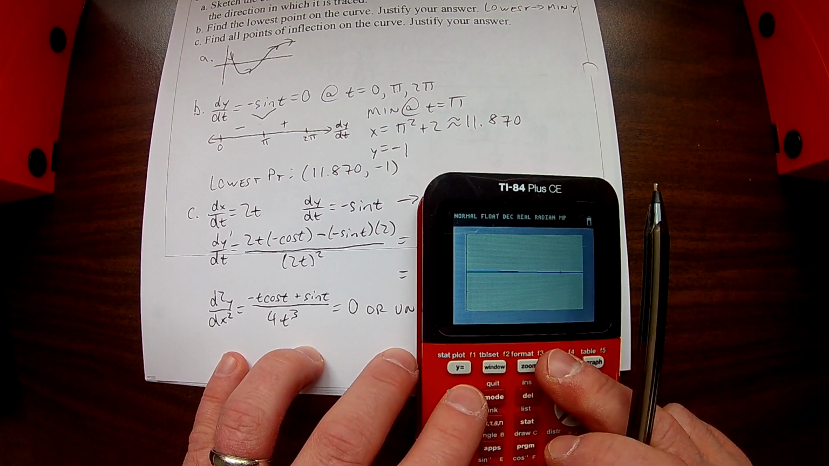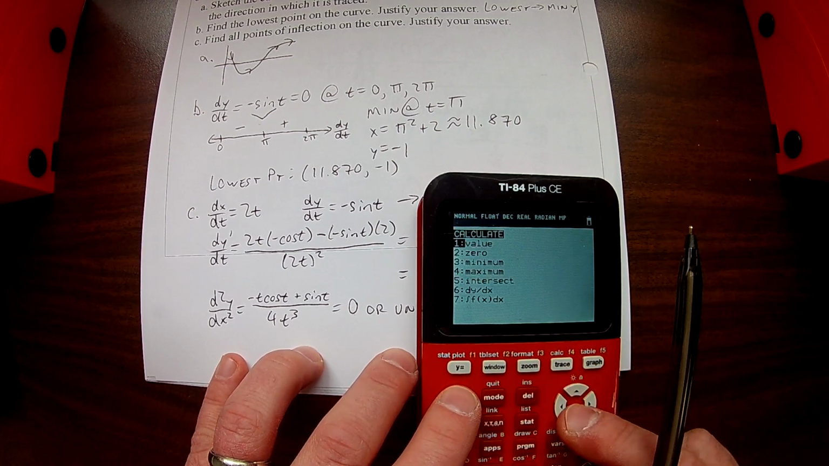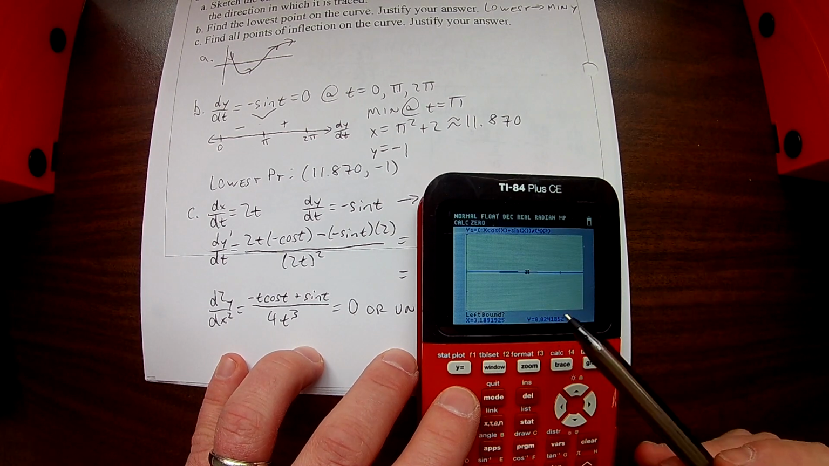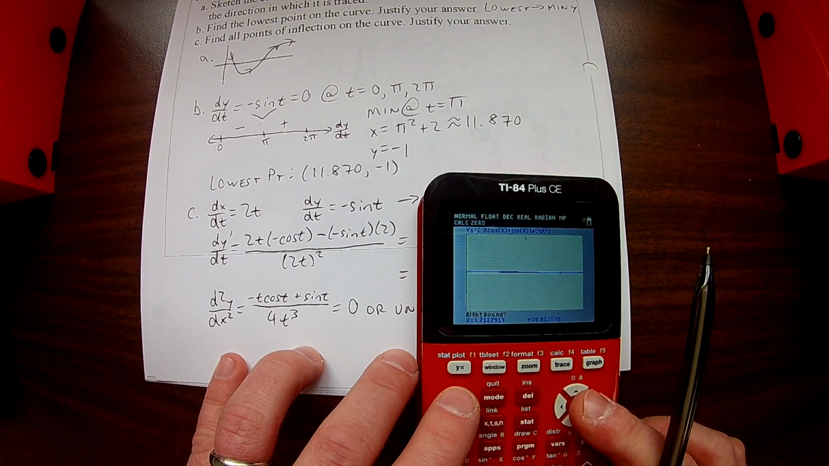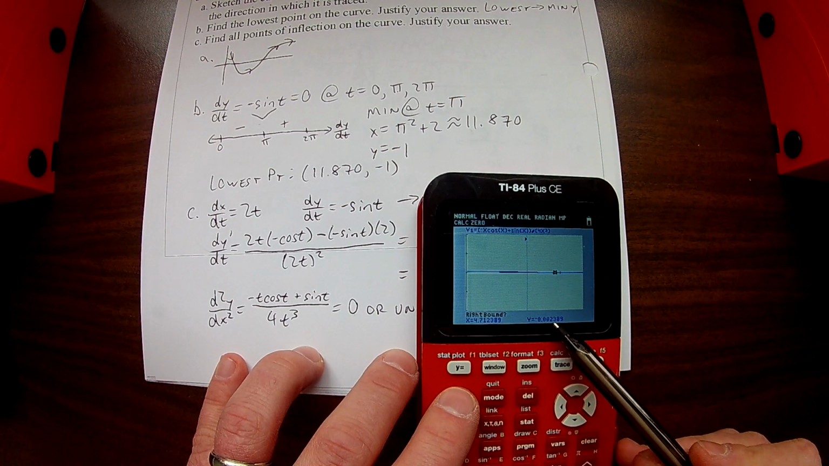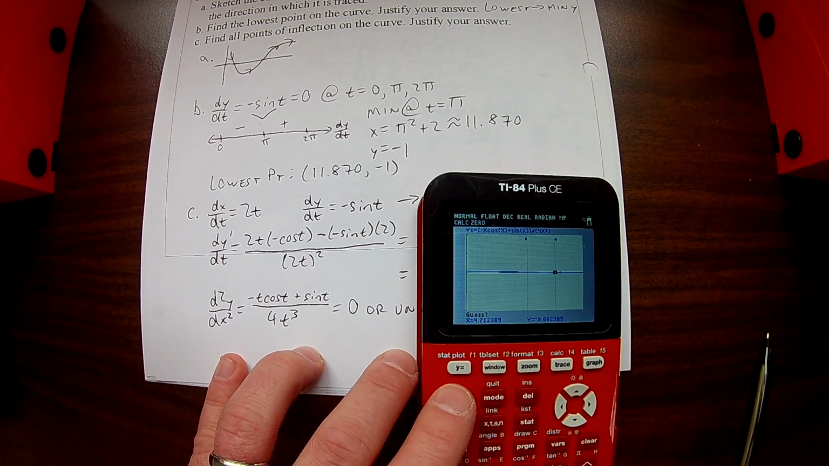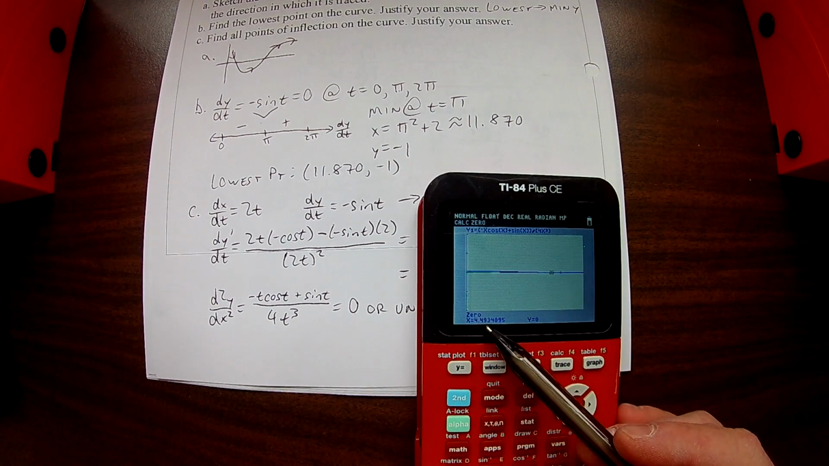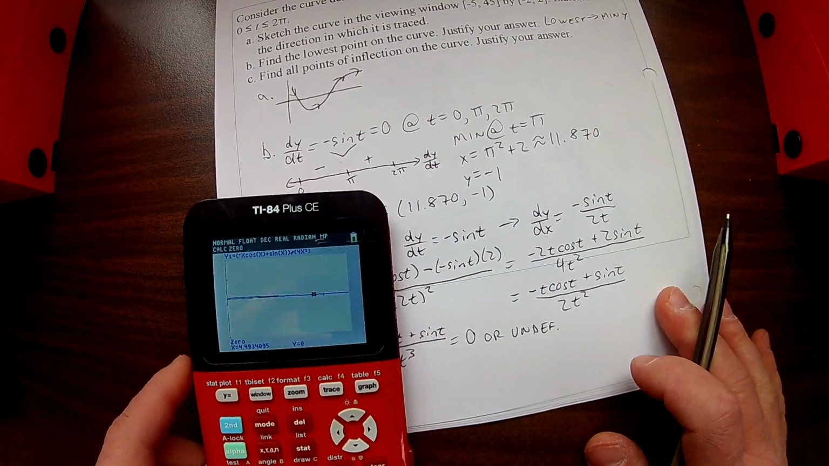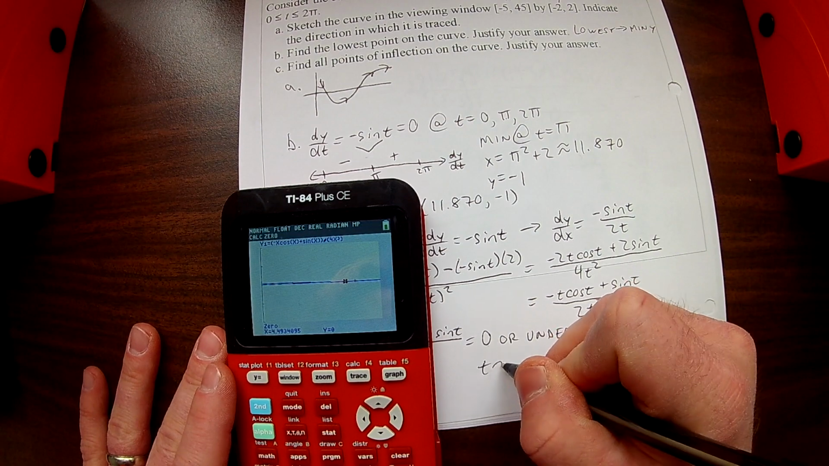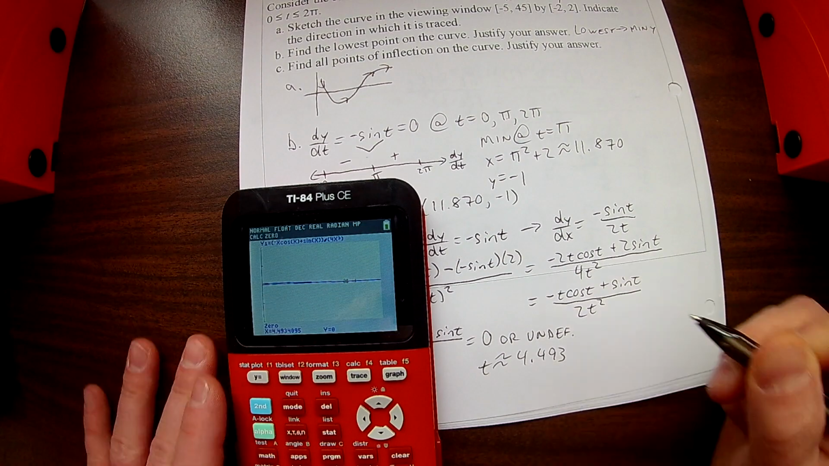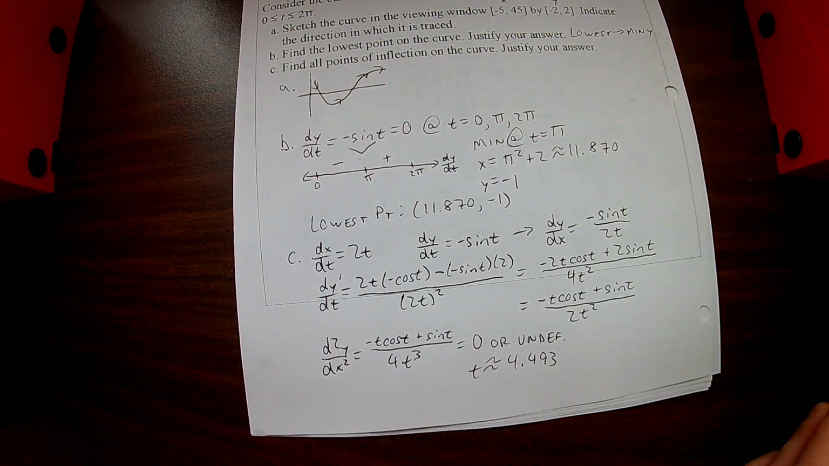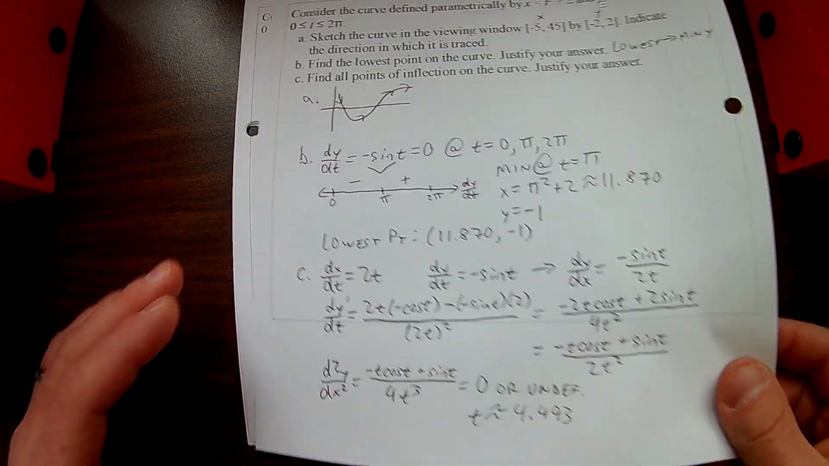In order to find out where that point of inflection actually is, second calc, 0. Let's see, y is 0.024, so that's above the x-axis. I just go over until it's below the x-axis, slowly. It's now negative 0.002, so now I just hit enter again, and my 0 occurs at t approximately 4.493. Boom. Done.